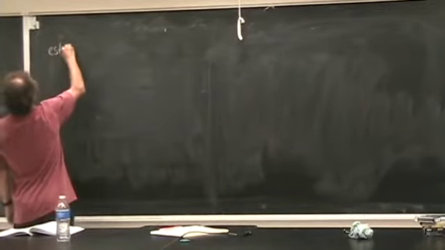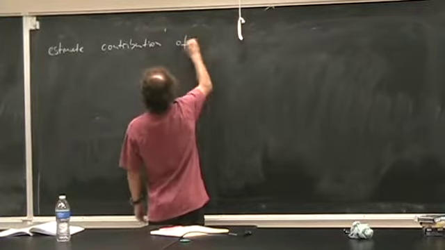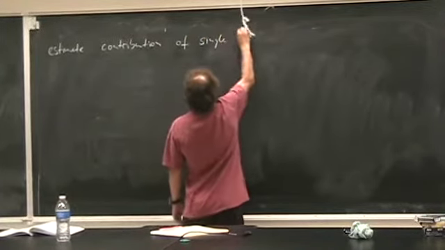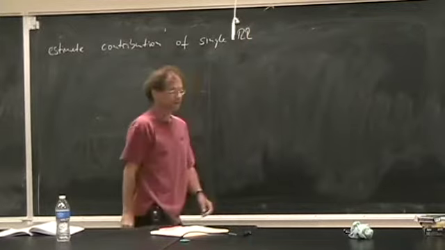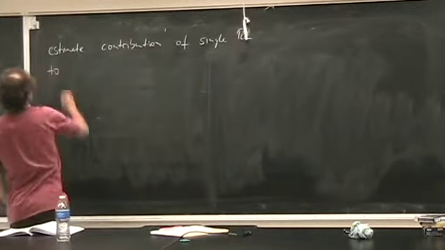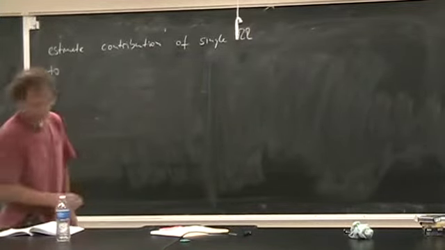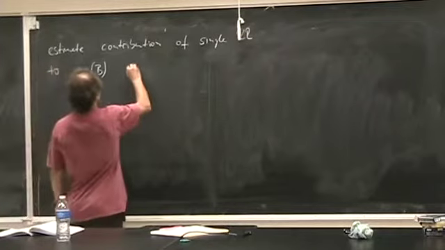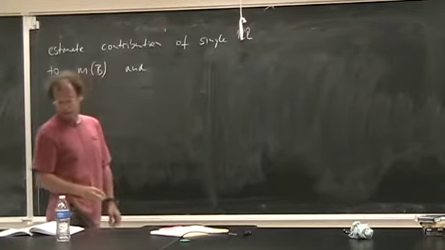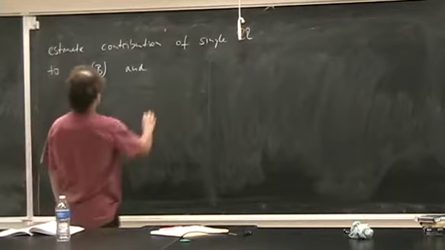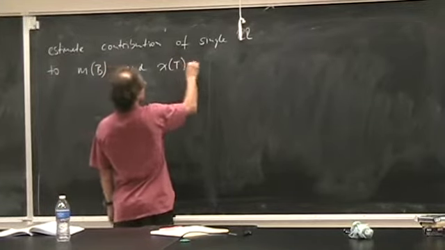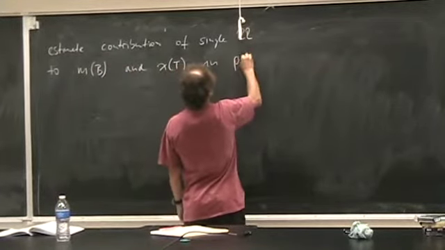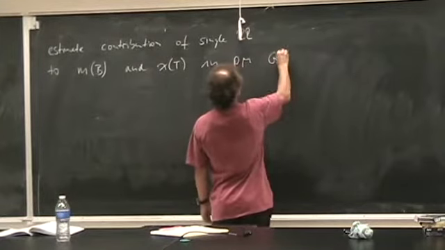Estimate the contribution of the single region to M of B and chi of T. That's what I want to do, in the paramagnetic phase.